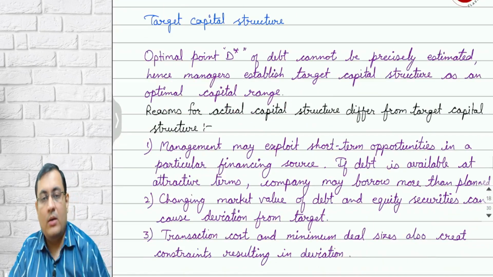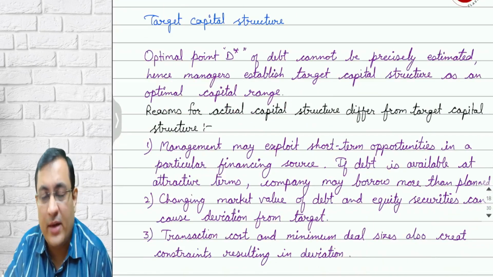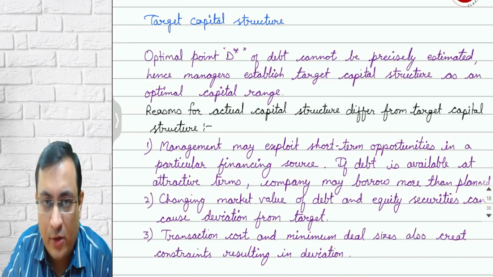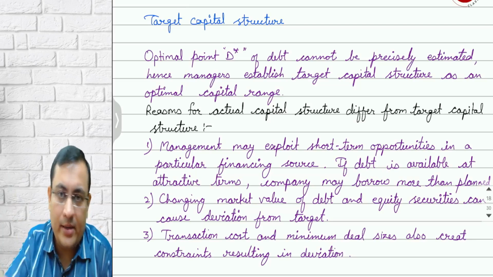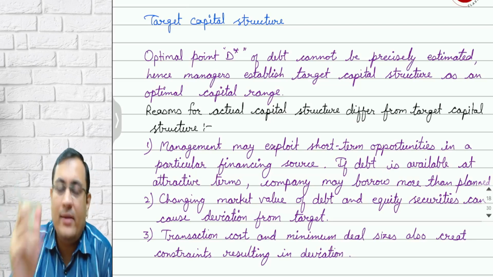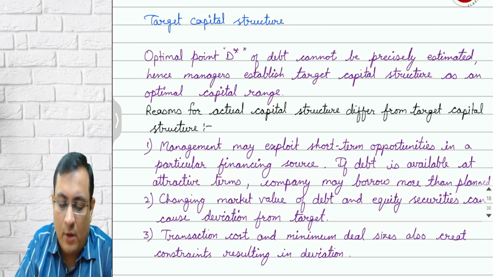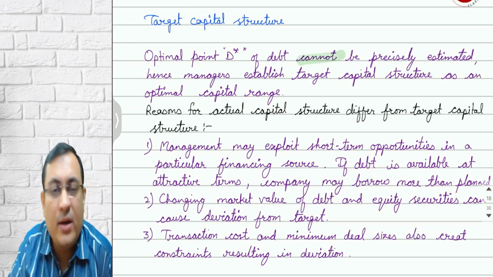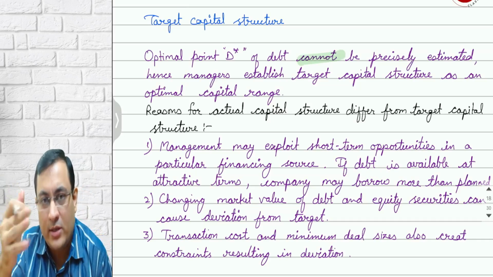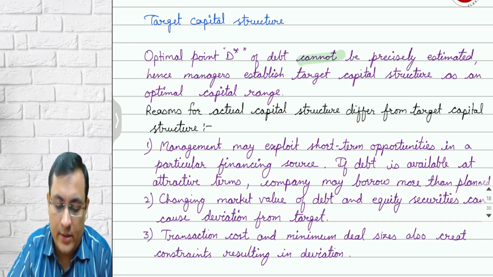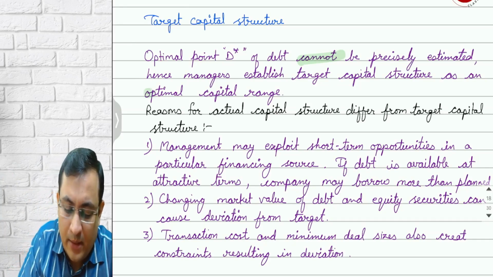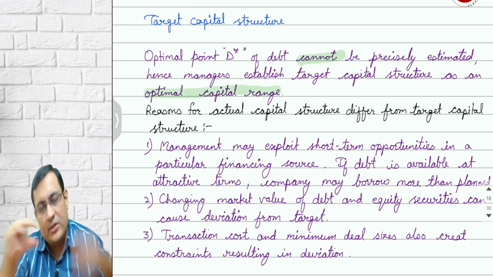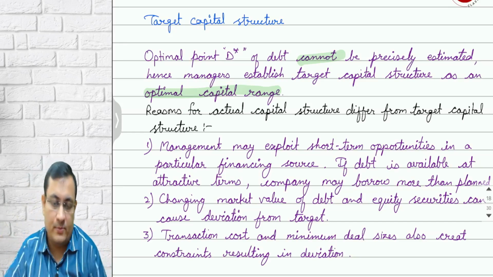So generally, management, rather than going for a specific D asterisk optimum point of debt, gives a range of target debt equity ratio which covers that D asterisk. The optimum point D asterisk of debt equity cannot be precisely estimated, because the present value of cost of financial distress is very difficult to calculate. Hence, managers establish target capital structure as an optimum capital range in which that D asterisk will also be there.